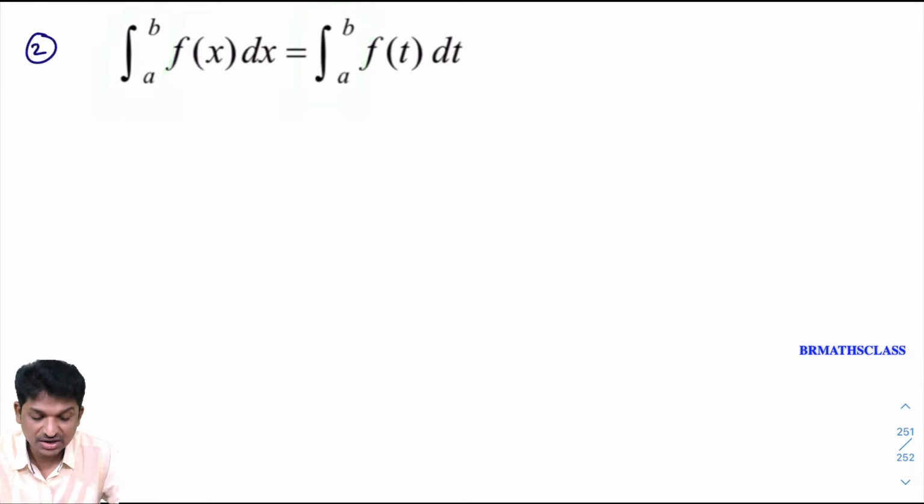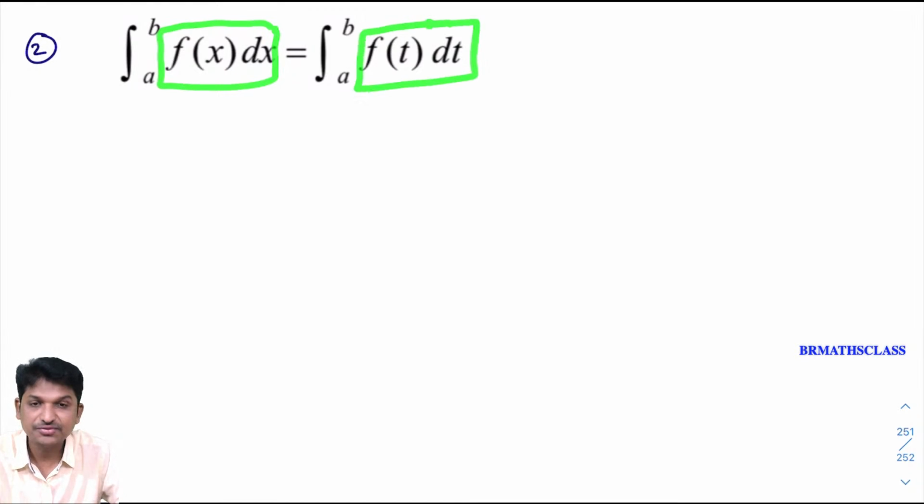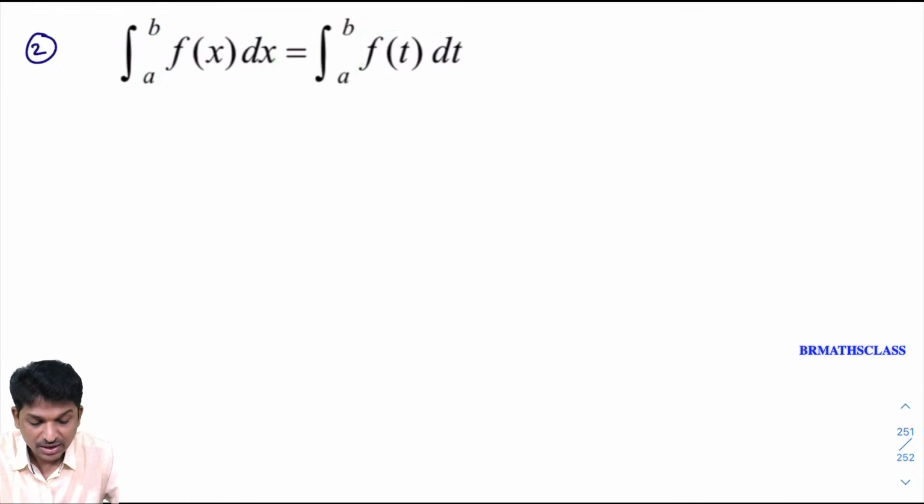Okay, here what is there? The function is in terms of x, and we are integrating with respect to x. Here, the function is in terms of t, and we are integrating with respect to t. So here this variable, the x variable, in definite integration is known as a dummy variable.